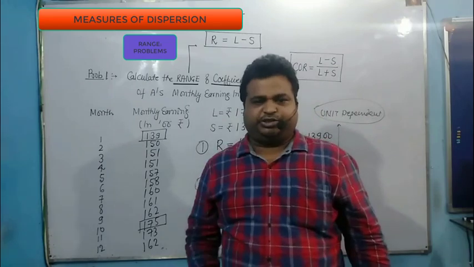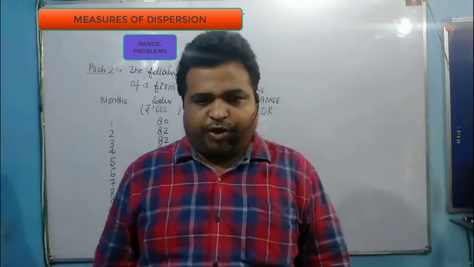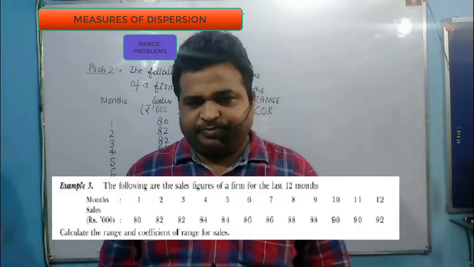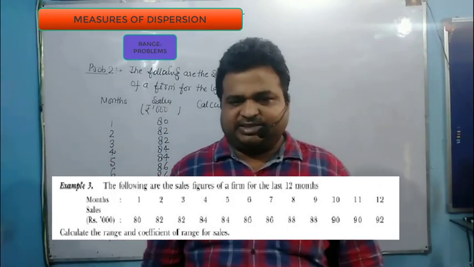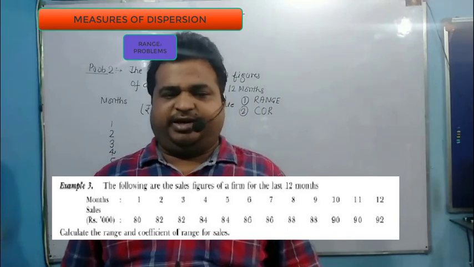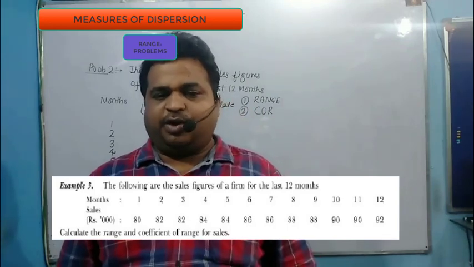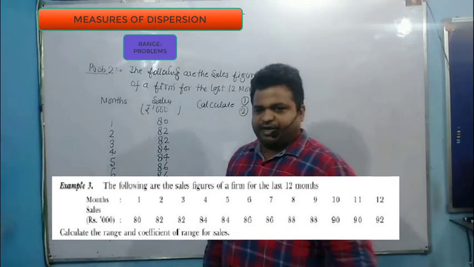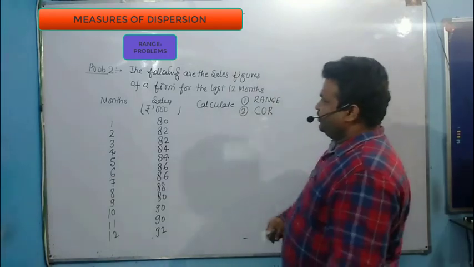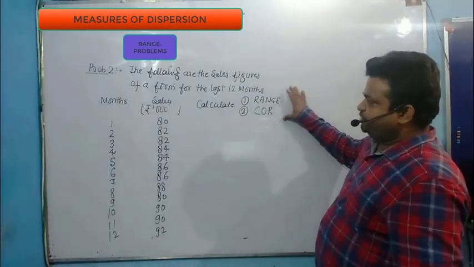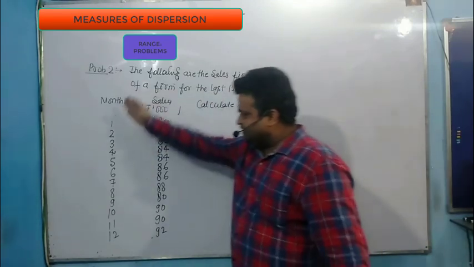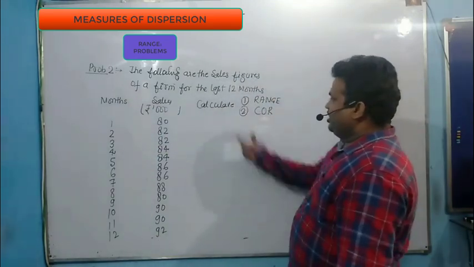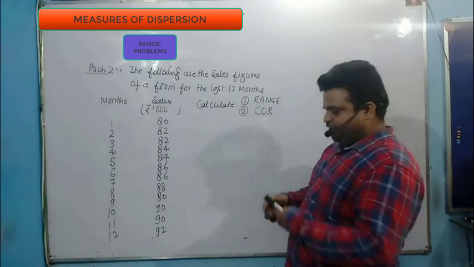Now move to the next question. Look at the screen. The following are the sales figures of a firm for the last 12 months. Months are mentioned up to 12 and sales in rupees in 1000 are mentioned to you. Calculate the range and coefficient of range for sales. Look at the board. I already wrote what the question mentions. The following are the sales figures of a firm for the last 12 months. These months are mentioned here in the table. You need to calculate the range and coefficient of range.